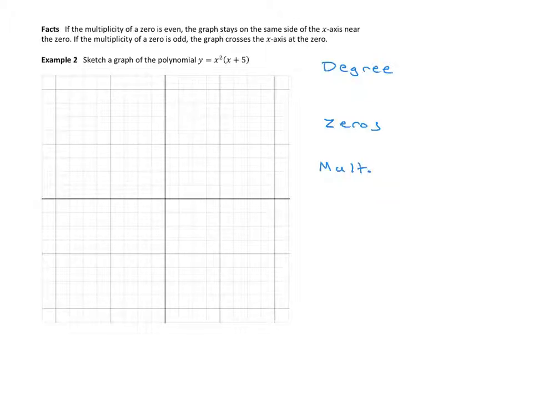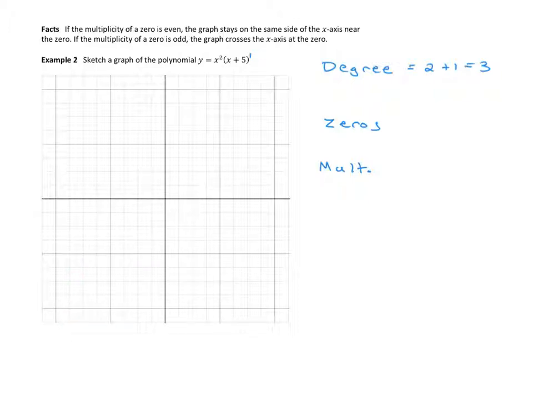So if we start with the degree of this polynomial, the degree is going to be equal to 3. And that's simply coming from the sum of the 1 and 2. That tells you a lot about the graph. Because the degree is odd, it means it has to go up on one side and down on the other. Clearly the leading coefficient is going to be a positive number, so I know the graph would have to go up on this side and down on this side. We'll keep that in mind.